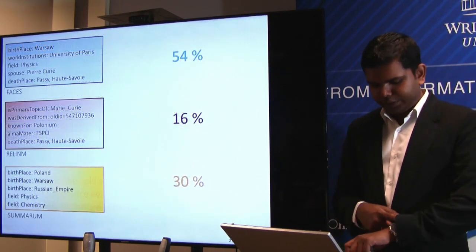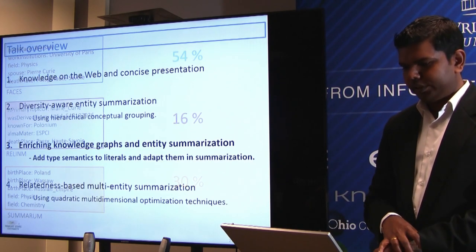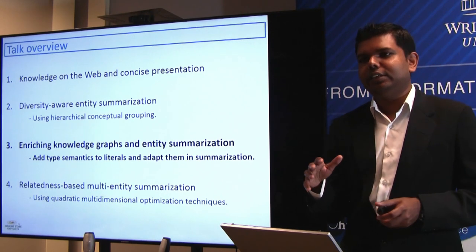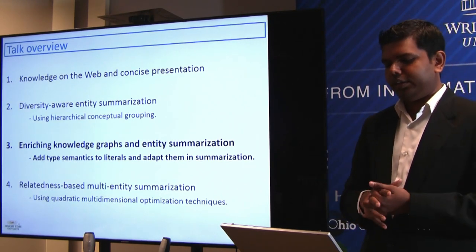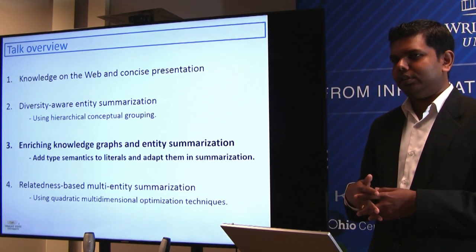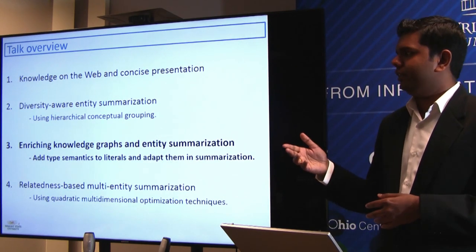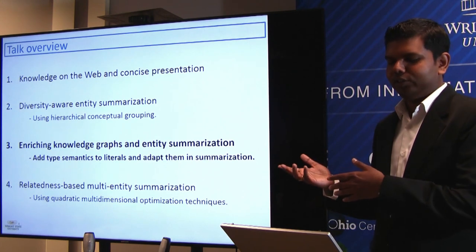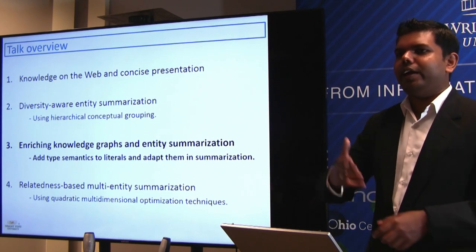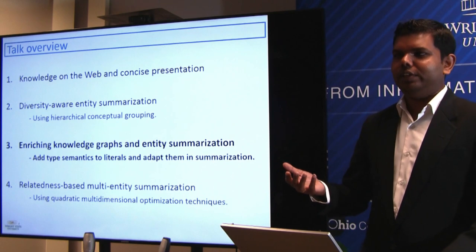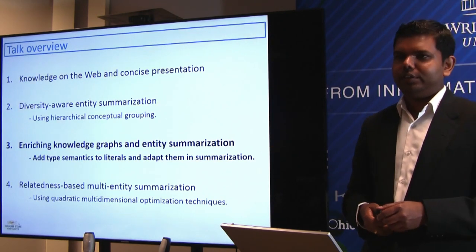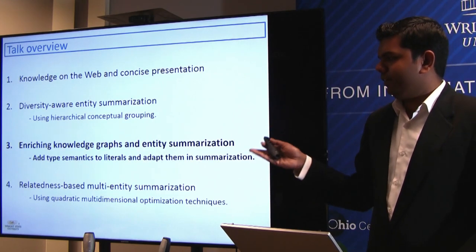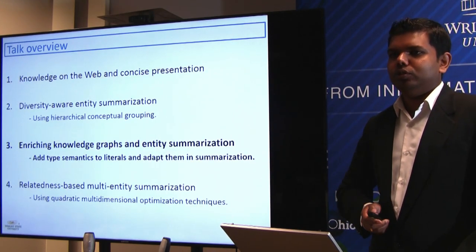Okay. So let's move to the second part. In the first part, we looked at summarizing entities with descriptions that have object properties. I'll explain what an object property is. They are typed in the knowledge graph with an ontology, and then we could expand the features and get better clustering. But the literals don't have typing, and then we couldn't use our approach.